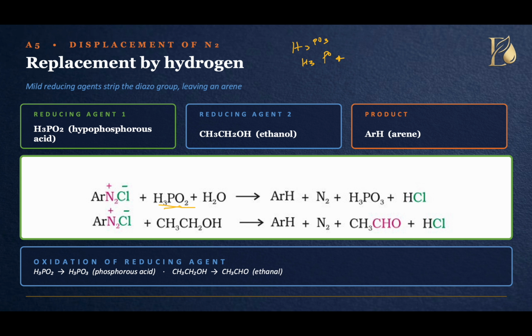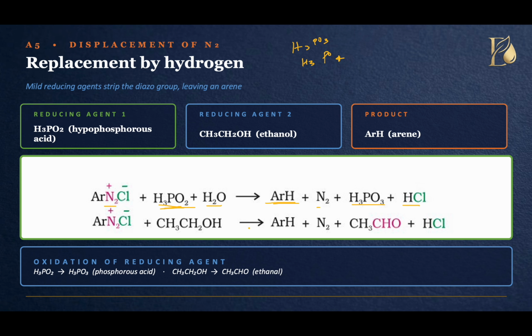So on treating aromatic diazonium chloride with hypophosphorus acid and water, it will produce benzene. If this is a benzene ring, it will replace the diazo group with a hydrogen atom and produce the simple aromatic compound. Along with that, it will produce N2, H3PO3 and HCl.